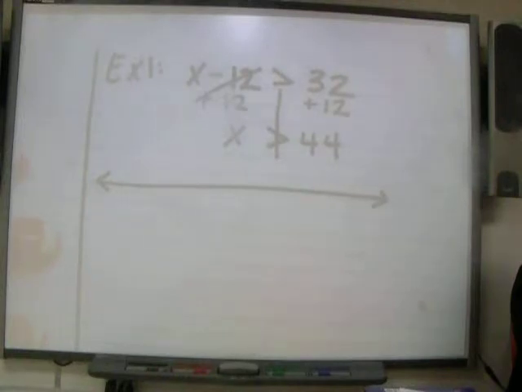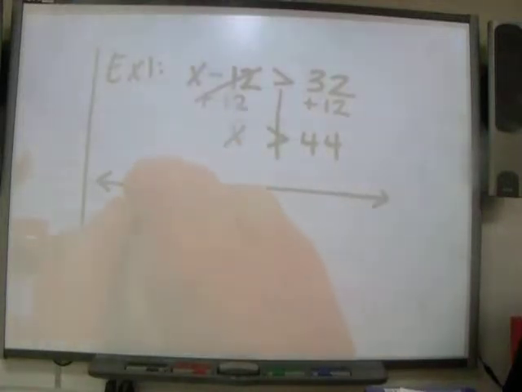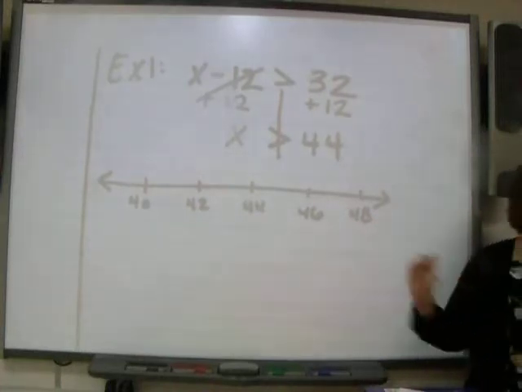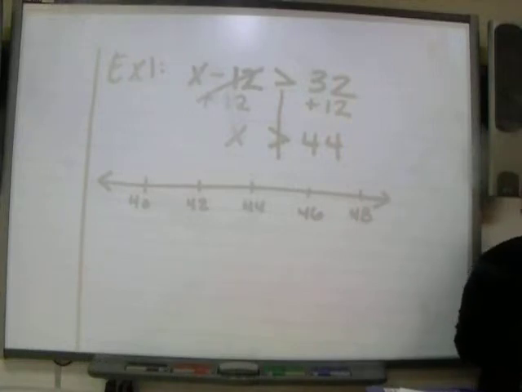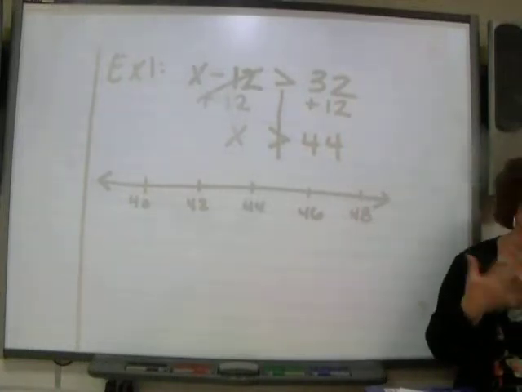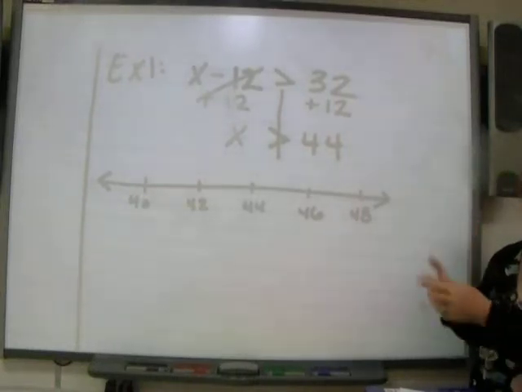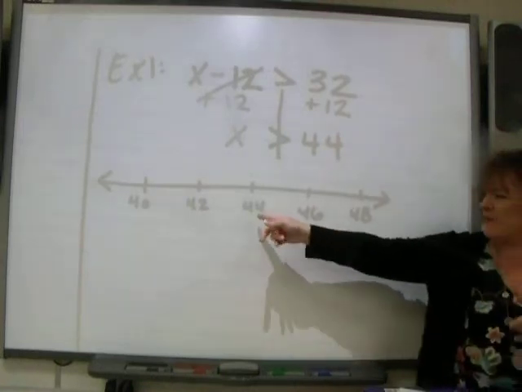draw a number line. Now obviously, number lines run to infinity in both directions, positive and negative. I'm only going to put a few numbers on this number line that will include the number that I want, which is 44. So if you're making your own, that's your goal, that your number line has a couple on either side of the number that you're looking for.